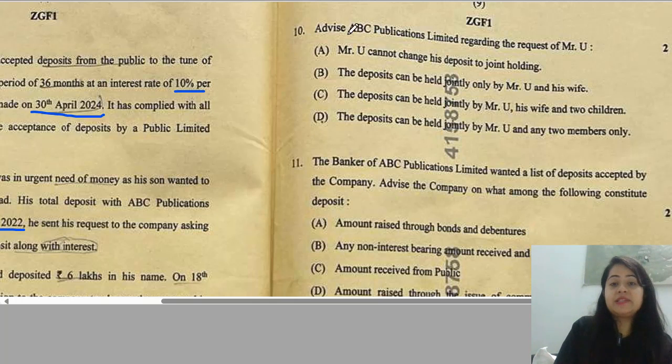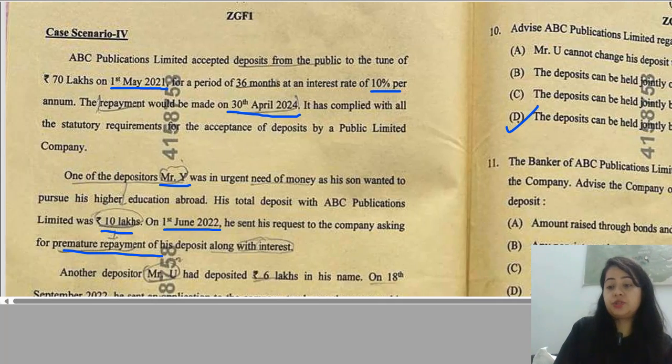So question 10 reads, advise this company regarding Mr. U's request. A: You cannot have deposits with joint holding. That is wrong. B: The deposit can be held by only you and his wife. Again wrong. C: Deposit can be held by Mr. U, his wife and 2 children. That is wrong because it's 4 joint holders. D option says deposit can be held by Mr. U and any 2 members. That is correct. So D is the correct option here. Let's move on and read the passage ahead.